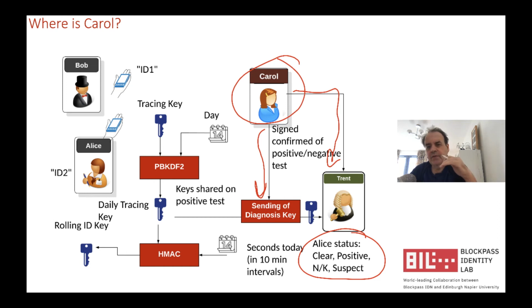Whenever Alice is proven to be positive, then we can have a tracking infrastructure. Whenever she is proven to be clear, then we could erase all of her data from the past and not actually include anything.